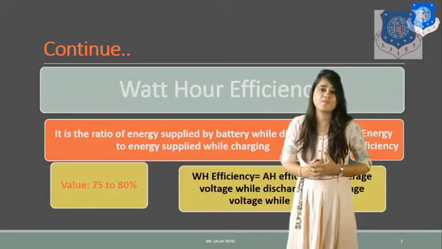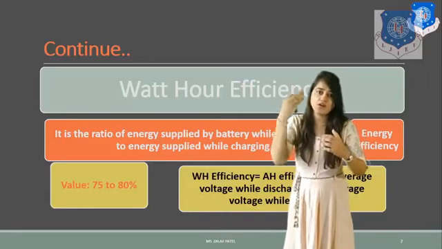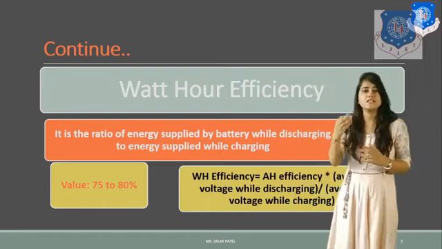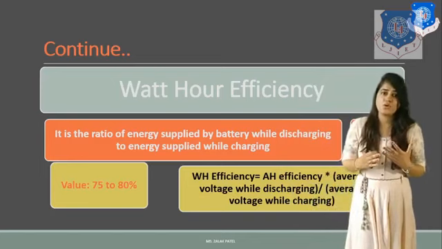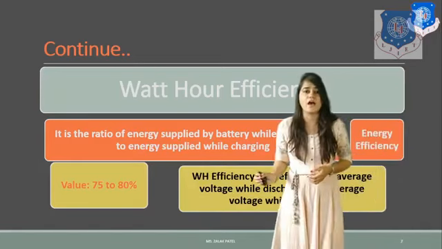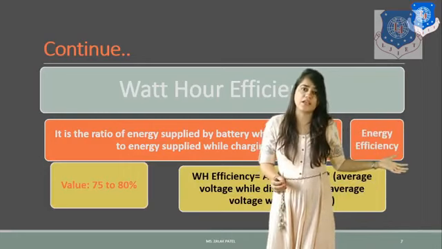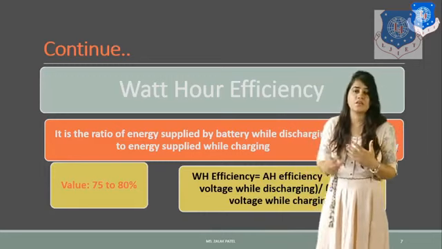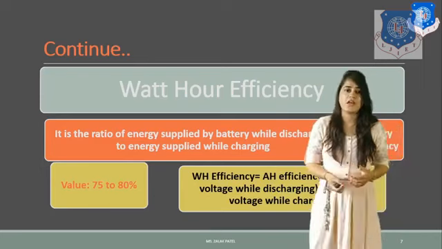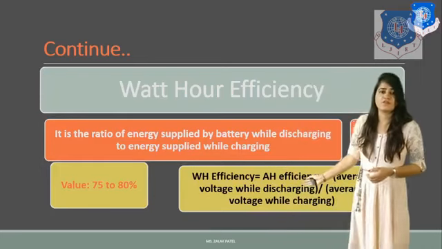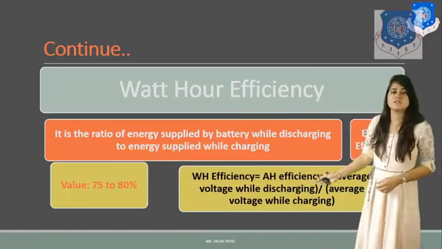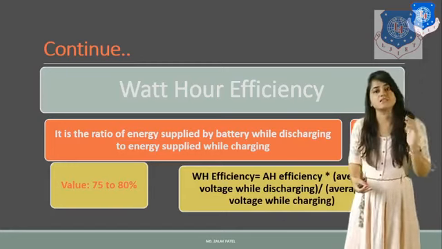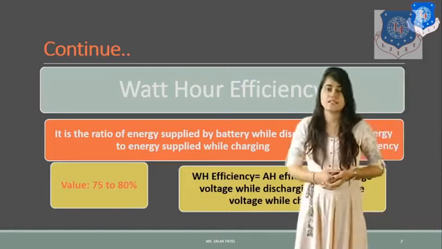So it is basically the ratio of energy supplied by the battery while charging divided by energy supplied while discharging. In the same way, in the case of ampere hour, we take the current in charging mode and the current in discharging mode, and in this case we take the energy supplied while charging and the energy supplied while discharging. So it can also be called energy efficiency because it takes the power into consideration. If you want to write the equation in terms of ampere hour efficiency, watt hour efficiency equals ampere hour efficiency into average voltage while discharging divided by average voltage while charging. Means discharging efficiency divided by charging efficiency.